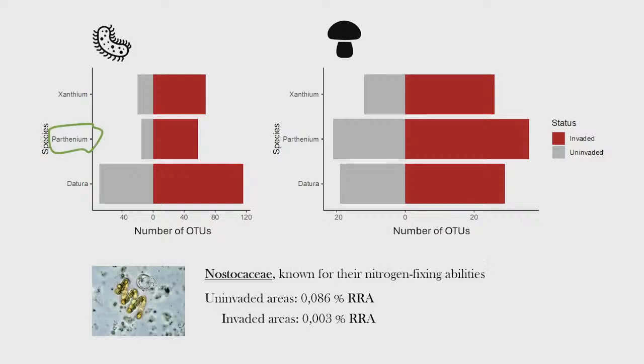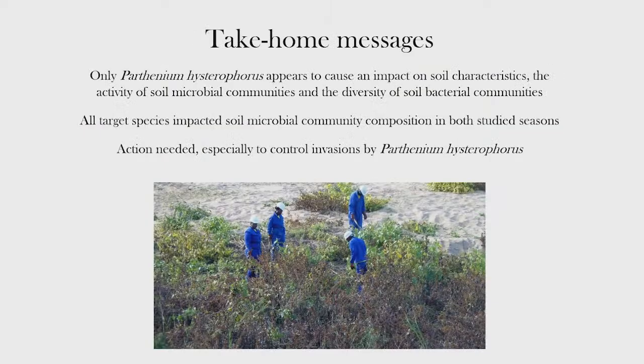Just to mention some, we found in parthenium sites that these bacteria, Nostocaceae, which are known for their nitrogen-fixing abilities, are an indicator species for uninvaded areas. Actually, if you look at the relative abundance, in uninvaded areas they have 0.086% of abundance, and in the invaded areas, 0.003% of abundance. So they are more common in uninvaded areas. And if you remember, when we looked at the soils, the urease activity, so the activity of microorganisms related to the cycle of nitrogen, was also lower in invaded areas. So there is something going on here with Parthenium and the cycle of nitrogen.